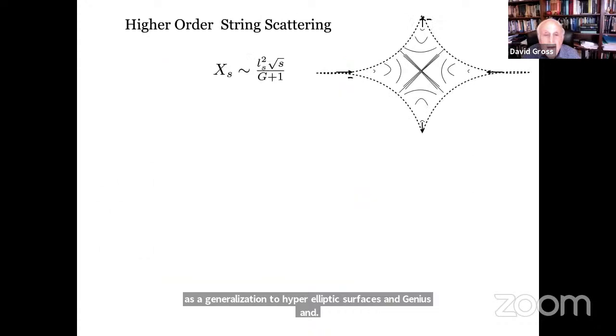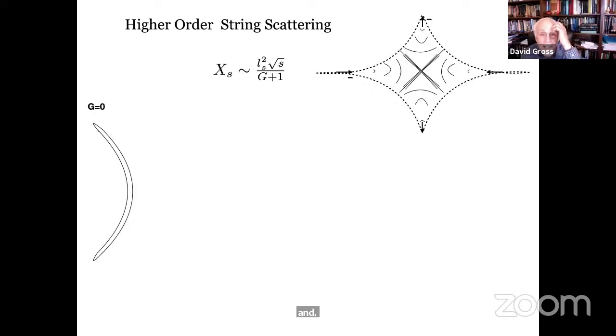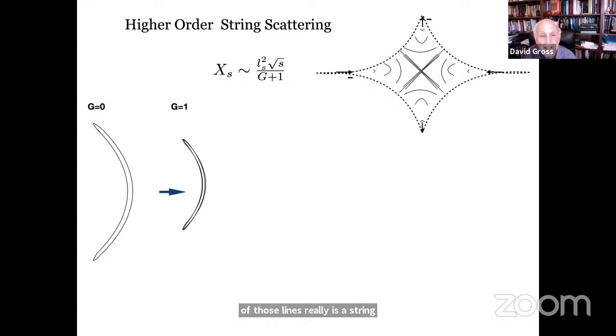And in such a case, one can simply generalize the same picture of high energy scattering as before, except that the strings, which are in this case closed strings, each of those lines really is a string that winds around twice. And in higher orders, what happens is simply the charges are reduced by a factor of 1 over g plus 1, and therefore the string shrinks and loops upon itself twice.